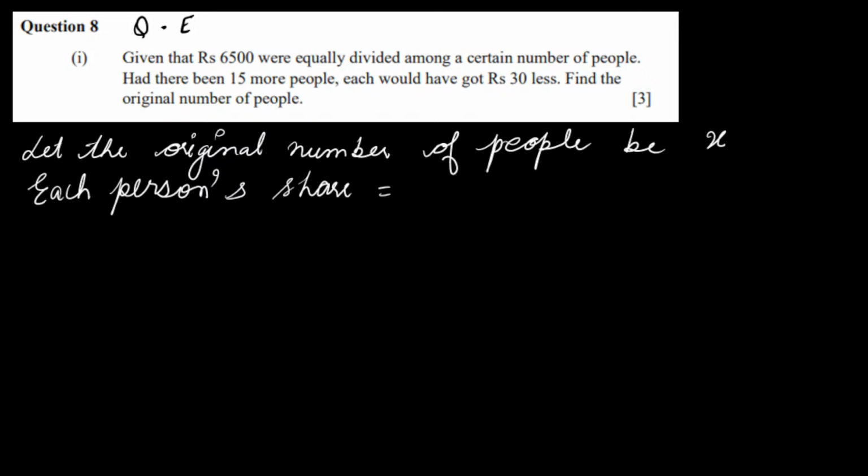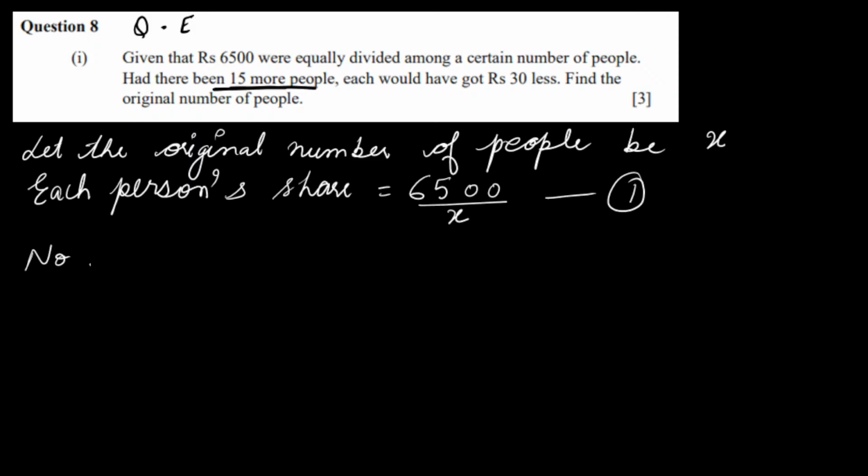Yes, it is 6,500 divided by X. So total amount divided by number of people. Now this is the first case, when initially the number of people was X. Now they have mentioned that if 15 more people joined, so now how many persons do we have?